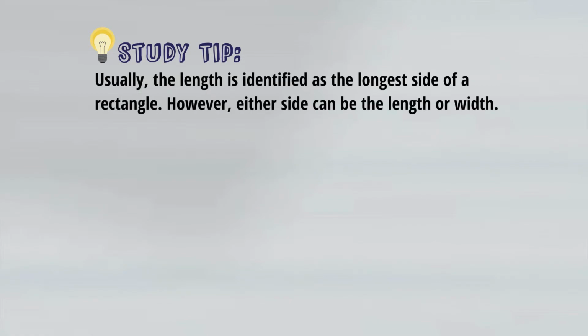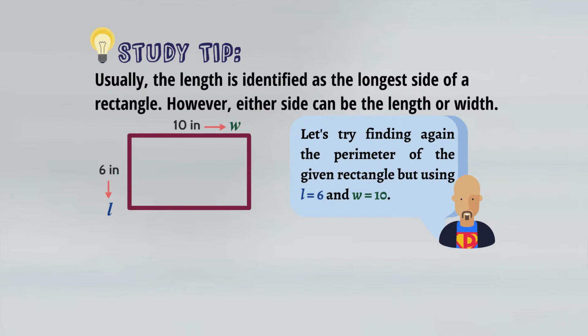Let me give you another study tip. Usually the length is identified as the longest side of a rectangle. However, either side can be the length or the width. To prove that either side can be the length or the width, let's try finding again the perimeter of the given rectangle, but use 6 as the length and 10 as the width. Again, we will use the formula. P = 2L + 2W.